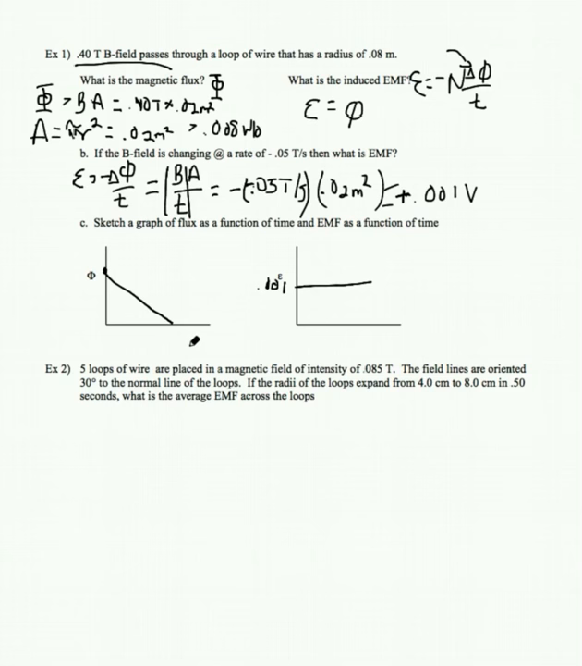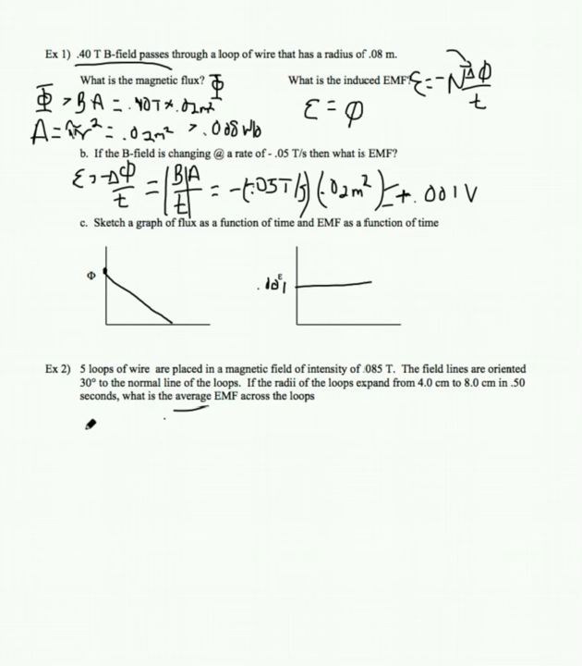Alright, example 2 is a little bit more complicated, but it boils down to the same equations. We have 5 loops this time. We have a constant magnetic field. We have a 30-degree orientation between the loops and the normal line. And what's changing here is our radius. So the radius is going from 4 to 8 in a certain amount of time. We want to know what the average EMF is. So I put the word average in there because our area is going to change at a constant rate, but we're not going to worry about that too much.